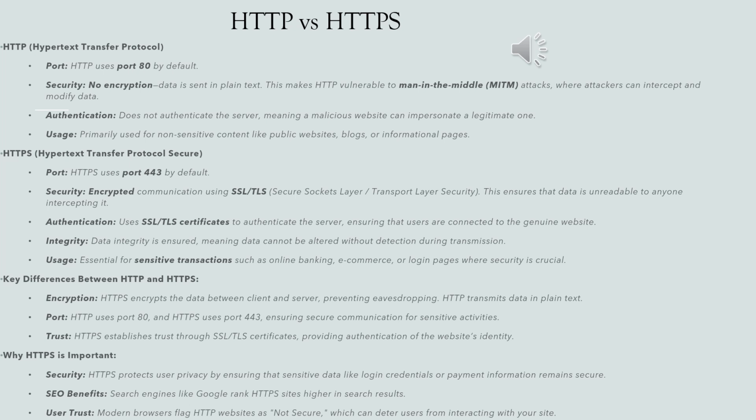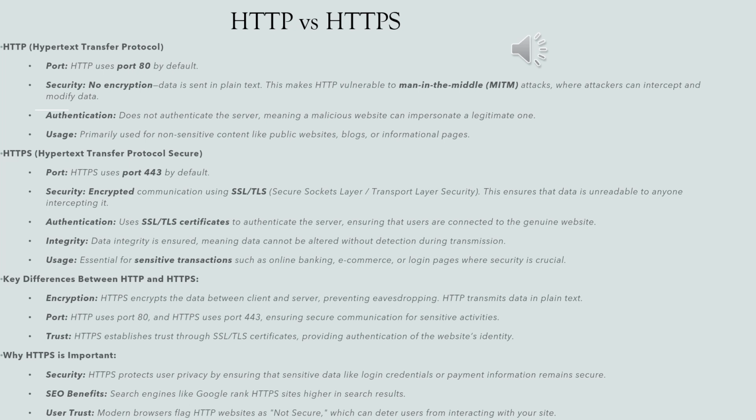The key differences between both of these would be the encryption, the port, and then the trust between them. The encryption encrypts the data between client and server, preventing eavesdropping, and HTTP transmits data in plain text. The ports, port 80, and the difference between them is port 80 and the use of port 443, ensuring secure communication for sensitive activities. And then the trust between them: HTTPS establishes trust through certificates providing authentication of the website's identity.